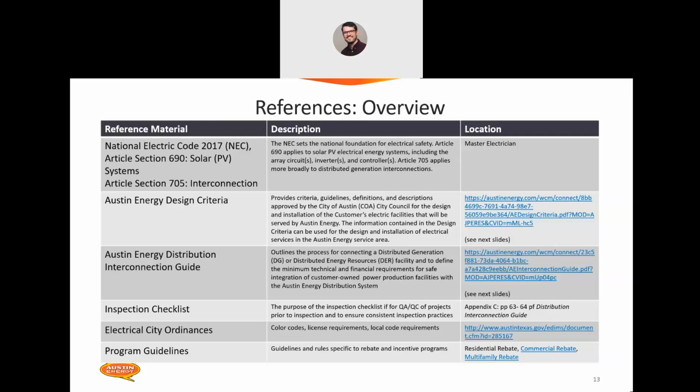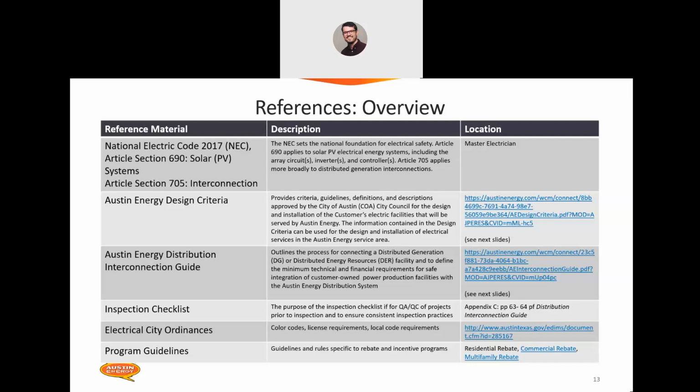The inspection checklist. This is something that I really recommend that you print out and have handy, especially when you are in the installation process, getting ready for that first inspection. The purpose of the inspection checklist is for the QA/QC of your projects prior to inspection and to ensure that there are consistent inspection practices. Specifically, you want to look at pages 63 to 64 of the Distribution Interconnection Guide. That's where you can find that checklist. I really recommend that you go one by one on each point to check that you have everything.